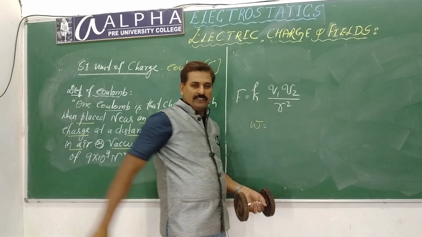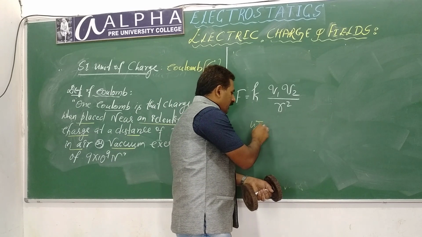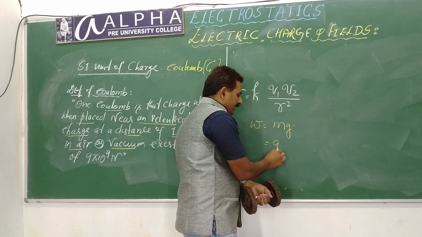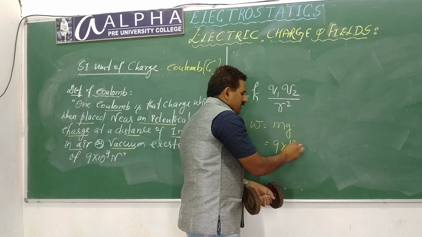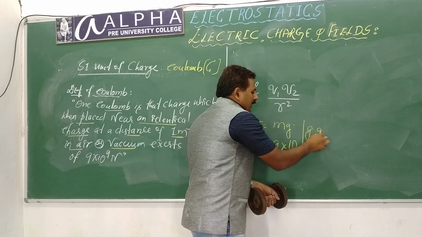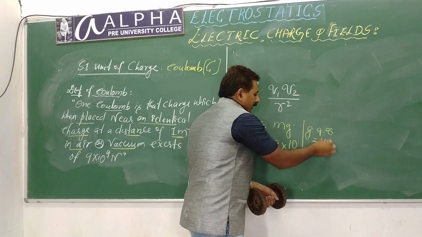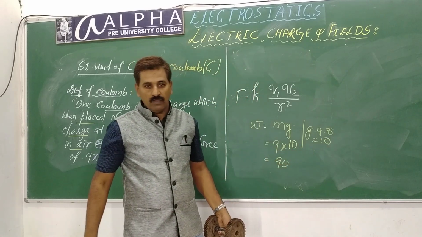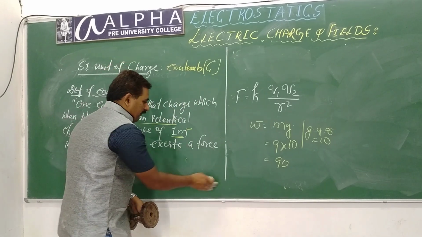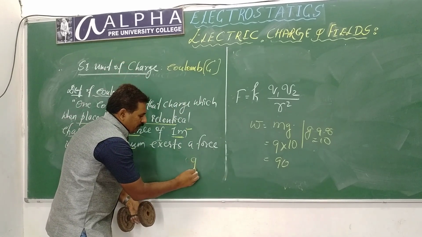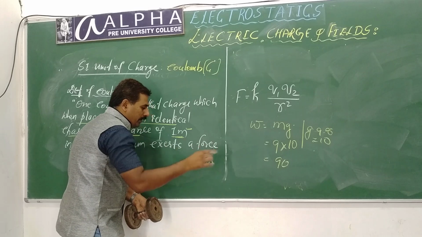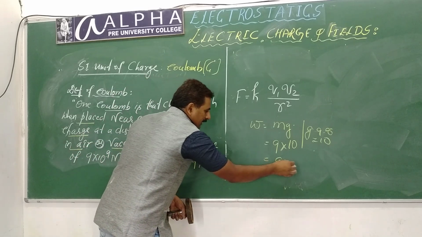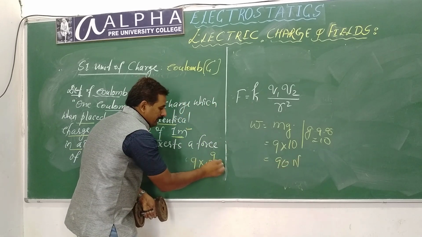What is weight? Now, last year's Newton's law of gravity: W equals mg. You know the value of g. m is around 9 kg, g value is nearly 9.8, nearly 10. So what is the total value? 90. Now compare these two. If you compare these two, what is the force between two charges, 1 coulomb at 1 meter separation? 9 × 10^9. This is 90 newton. This is 9 × 10^9 newton.